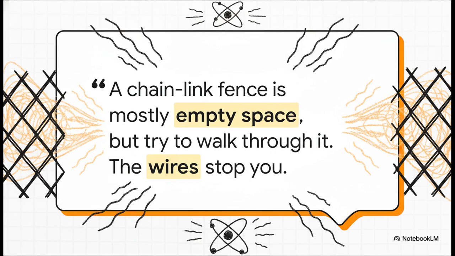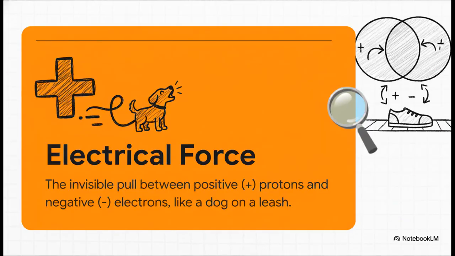Mostly holes. You can see right through it, but you can't walk through it because the thin metal wires create a solid barrier. It's the exact same idea with atoms, but instead of metal wires, the barrier is made of a powerful, invisible force. That barrier is the electrical force. Remember how protons are positive and electrons are negative? Well, opposites attract. And that attraction acts like an invisible leash, keeping the negative electron dog in orbit around its positive proton owner. It's also what makes the electrons in your shoe push back against the electrons in the floor, repelling each other so they can't pass through.